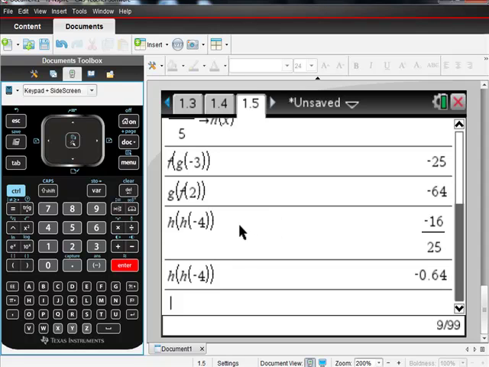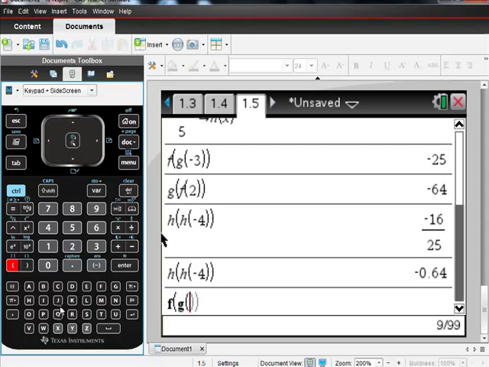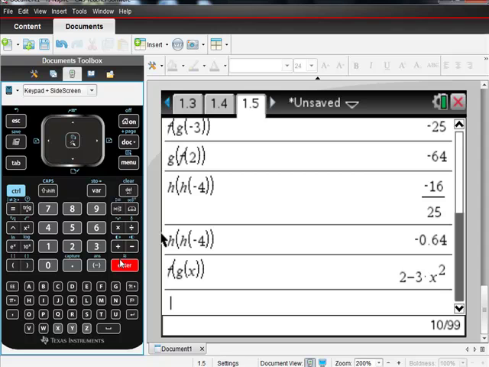What if we did f of g of x? Let's see what would happen if I put in f of g of x. What if I didn't put in a value? I just wanted back an equation. So I got f of g of x. What would that give me back? And that would give me back the exact right answer, right? So hopefully this is really helpful.